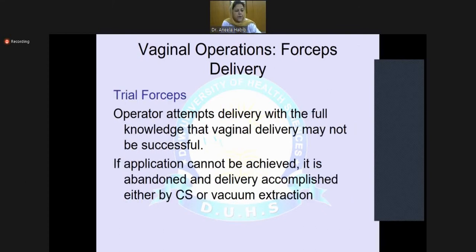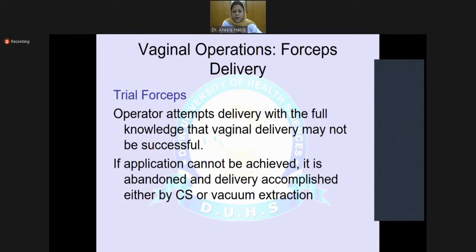And the trial of the forceps. Operative attempts at delivery should be made with the full knowledge that the vaginal delivery may not be successful, if the operator is not expert enough, and does not know how to give pressure and what the direction of that pressure is.